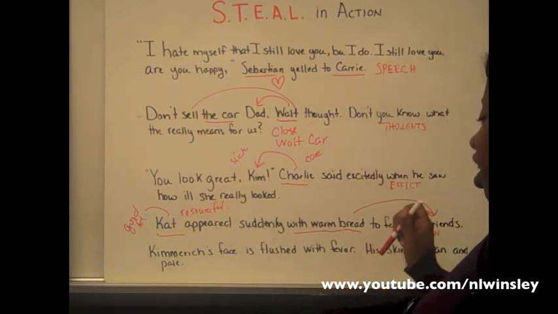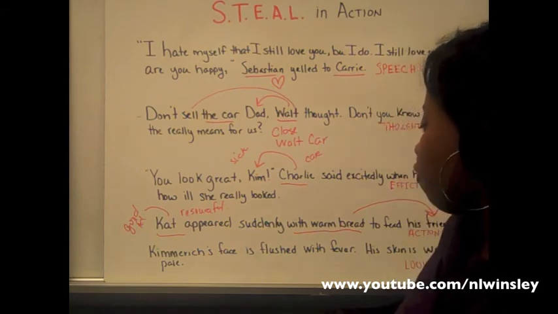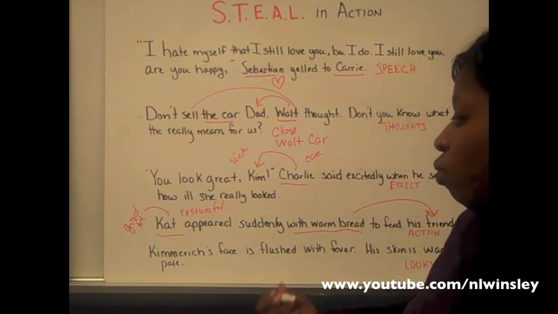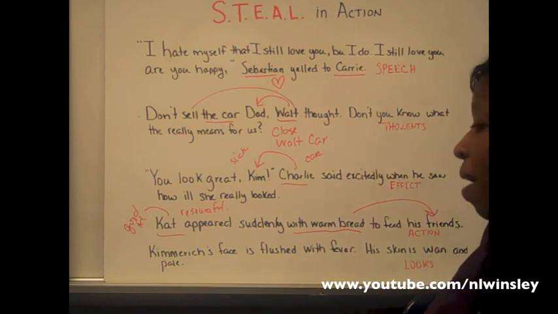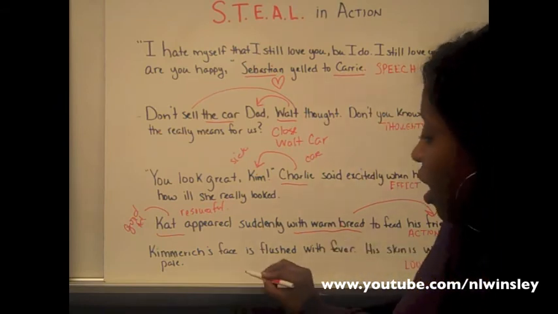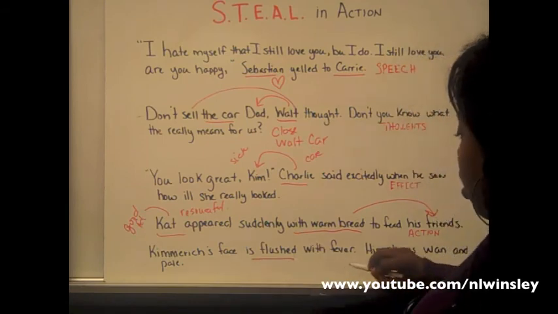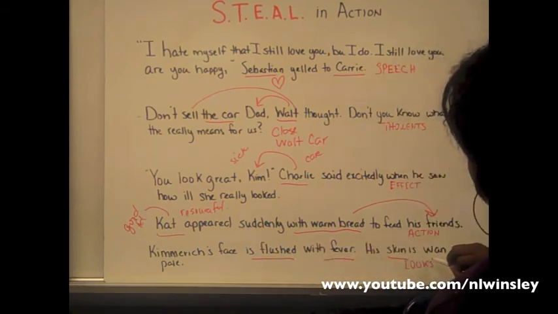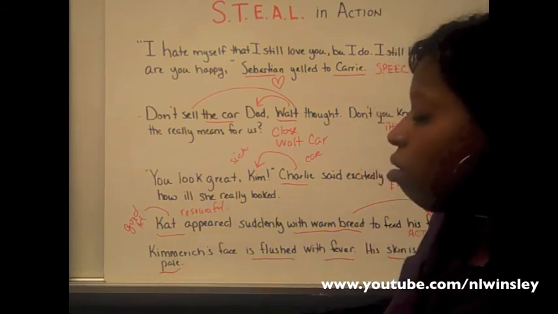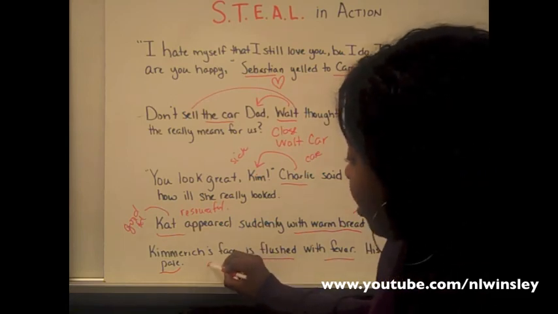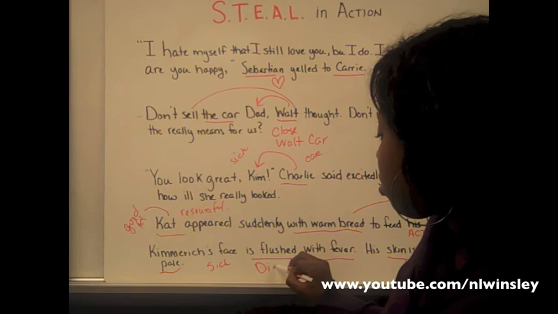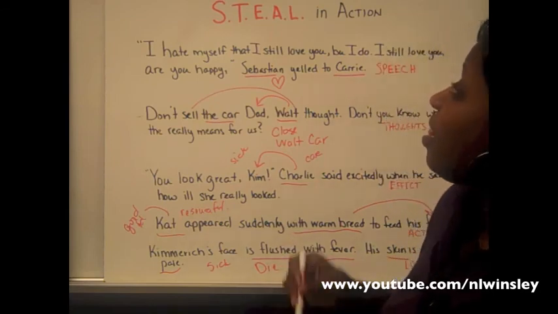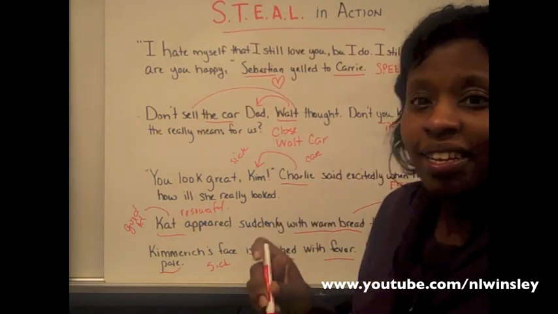And lastly, let's look at looks. Kenrick's face is flushed with fever. His skin is wan and pale. So what can we infer about Ken based on how he looks? His face is flushed with fever. His skin is wan and pale. Kenrick is either very sick to the point that he's about to die. And that's still in action.